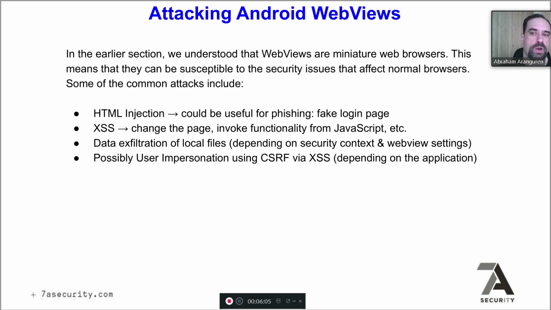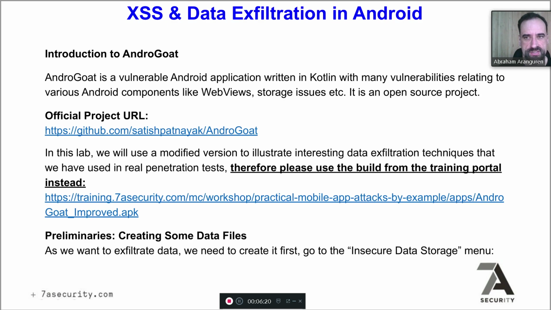Then with XSS, we can do more stuff like change the page, invoke functionality, and so on. Then sometimes you can also do data exfiltration, which is what we will see today, some of the examples. And then in some cases, you can even do cross-site request forgery using XSS, but this again depends a little bit on how the application is set up.